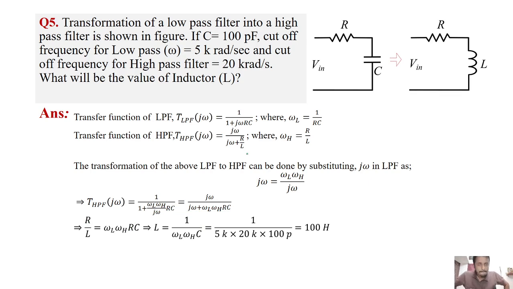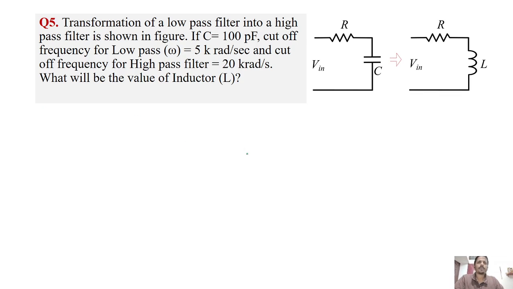Actually, I missed it. You wrote the transfer functions for both, and then what you did, I did it. Okay, I will write it here. I will write it once more.